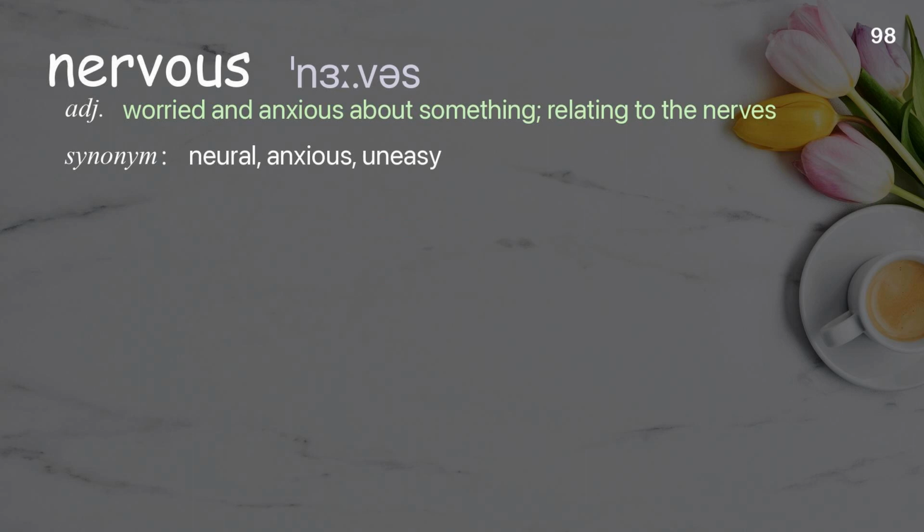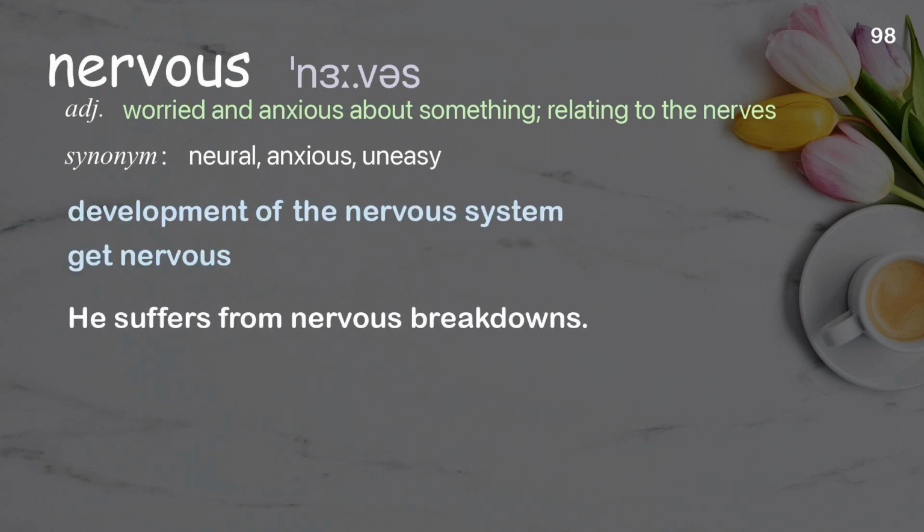Nervous. Worried and anxious about something, relating to the nerves. Examples. Development of the nervous system. Get nervous. He suffers from nervous breakdowns.